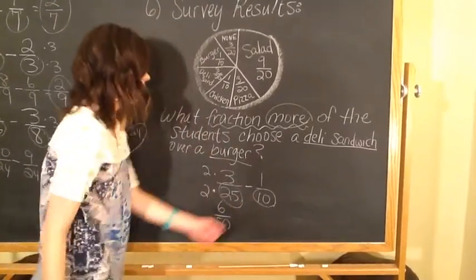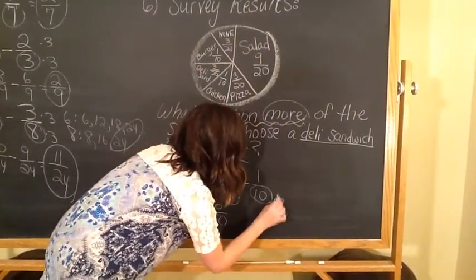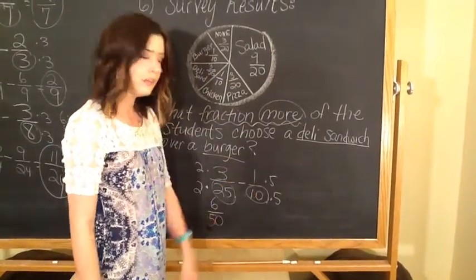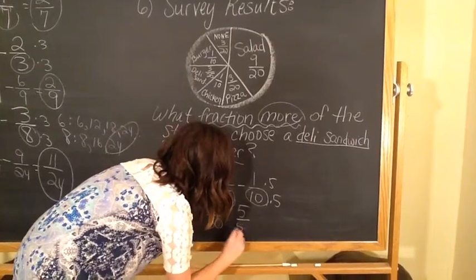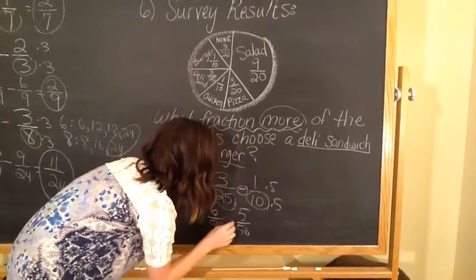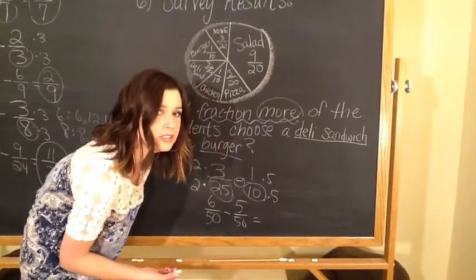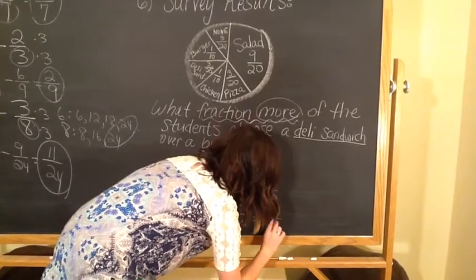Now I'm going to figure out, how do I get 10 to 50? I need to multiply by 5. Multiply by 5, both the numerator and the denominator, to keep equivalent fractions. 1 times 5 gives me 5. 10 times 5 gives me 50. Now I'm going to carry down my sign, which is subtracting. So basically, all we have to do now is subtract the numerators. 6 minus 5 gives you 1. So our answer is 1/50.